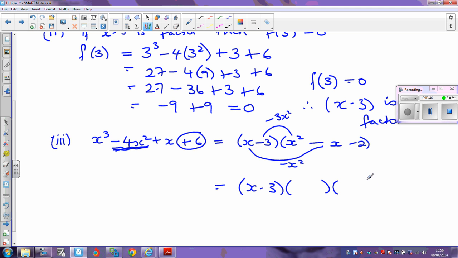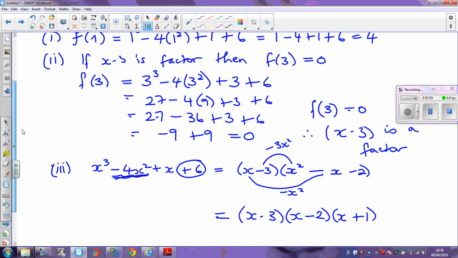Now we should be able to factorize this quadratic. I can see quite easily, if I put an x there and an x there, I can have a 2 and a 1. That's going to have to be negative and that's positive to give me minus 1x in the middle here, which means that we have then got that factorized.